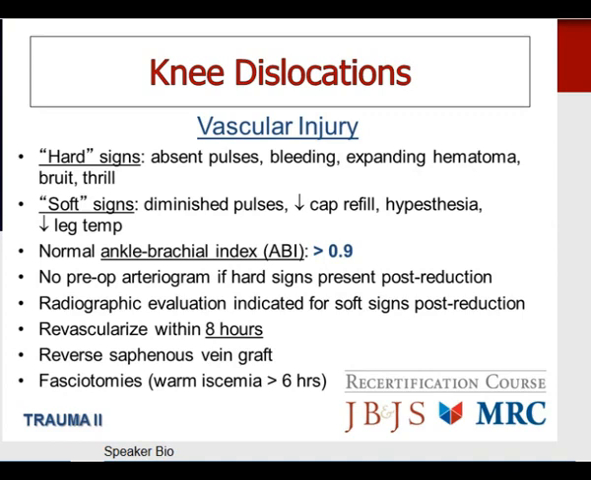When a patient has a significant vascular injury, the limb needs to be revascularized within 8 hours, typically using reverse saphenous vein graft. And don't forget about the need for fasciotomies, particularly if the warm ischemia has been present for more than 6 hours, due to the phenomenon of reperfusion injury that occurs once blood supply has been restored.